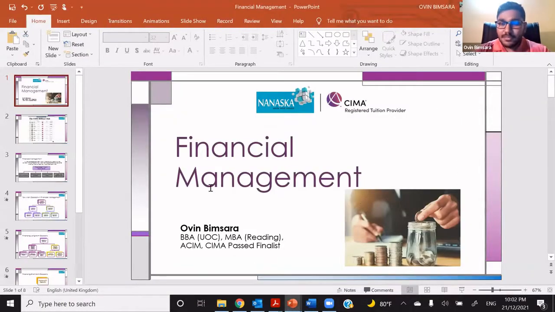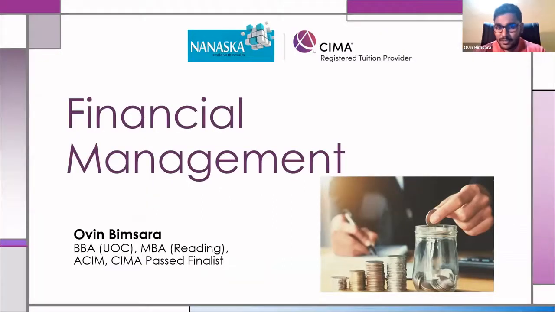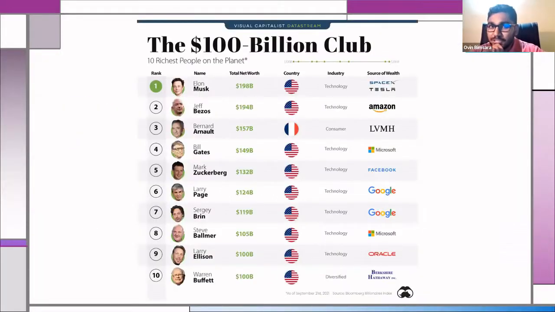All right. So in terms of financial management, I was planning to show you this slide before starting the session in the proper manner. Even after the time, I will show you a quick video as well. This chart is showing the world's richest people, the first 10 richest people on the planet. The first person is Elon Musk, who owns SpaceX and Tesla. And his net worth is $198 billion.